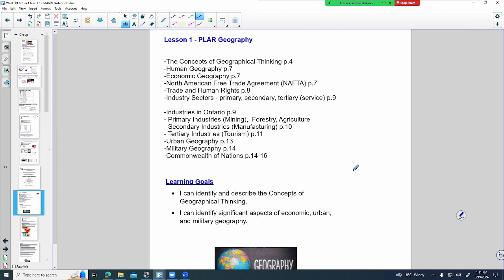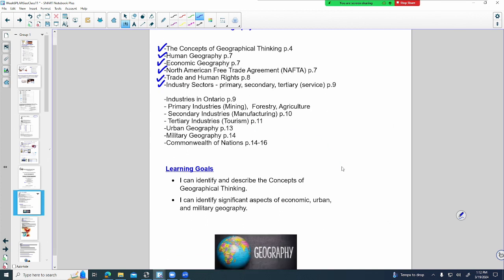Okay, so let's get started with Lesson 1, PLAR Geography. For this afternoon, we will look at the concepts of geographical thinking on page 4, human geography on page 7, also economic geography also on page 7, North American Free Trade Agreement on page 7, and Trade and Human Rights on page 8. And then if we have time, we might get to start industry sectors like primary, secondary, or the tertiary or service sector on page 9. So let's see how far we can get for this afternoon.